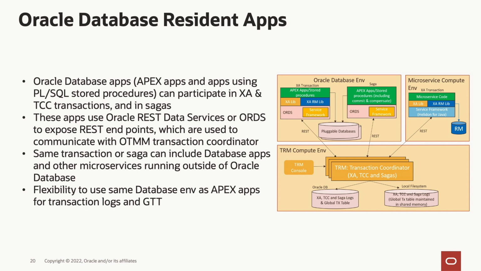So likewise, we'll be looking to support this for Sagas and for other models as well, but initially what we're supporting is going to be XA and the try, confirm, cancel.